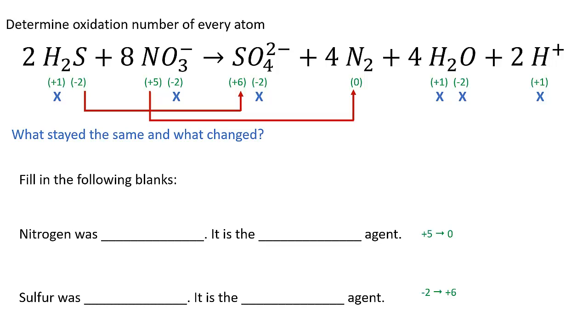Now, once again, I always do reduced first. That's just me. I like to be able to see things just going down. So which went down, +5 to 0 or -2 to +6? Hopefully you saw that +5 to 0 is a reduction, so nitrogen was reduced, which means sulfur was oxidized, and nitrogen is the oxidizing agent, and sulfur is the reducing agent.